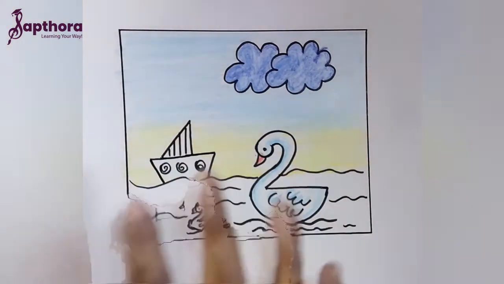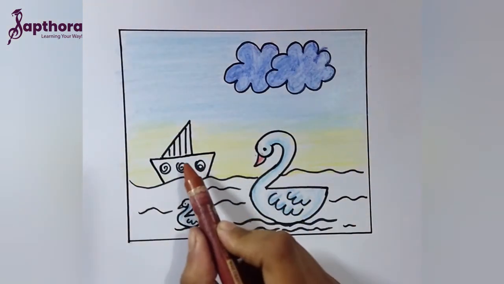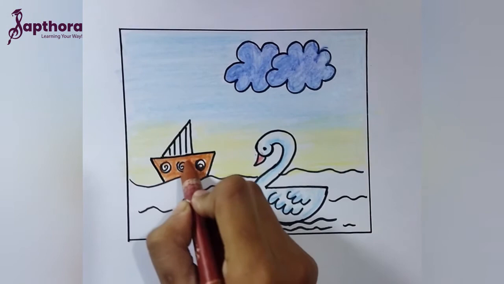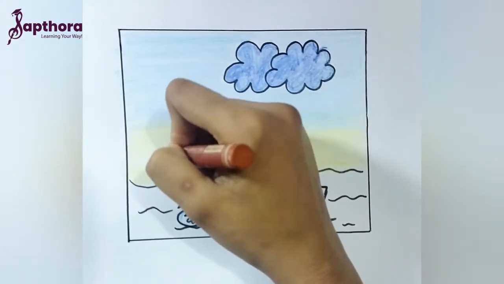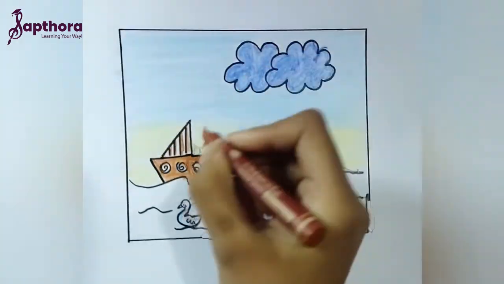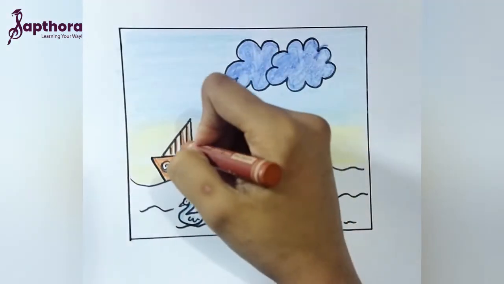Now we'll color the boat. For that you need your color brown. Fill the color inside, and for the top part only color the strokes. We are done with the boat as well.